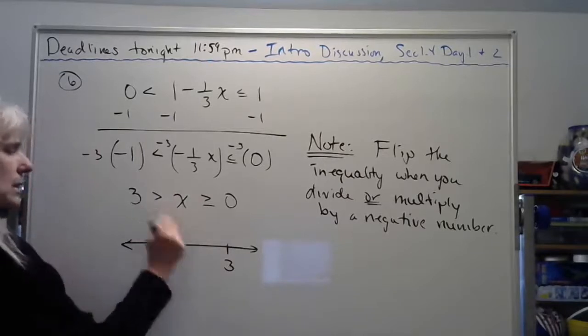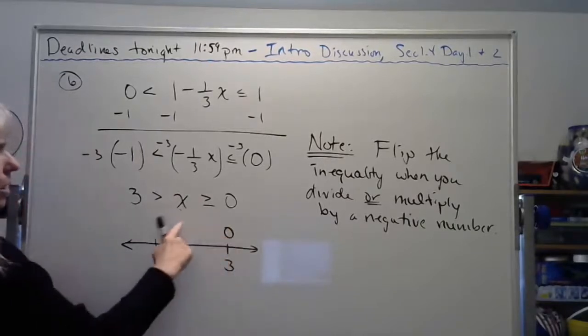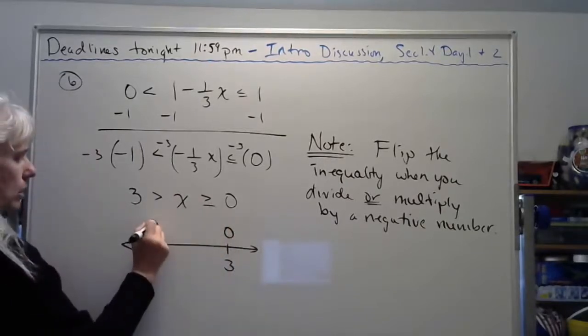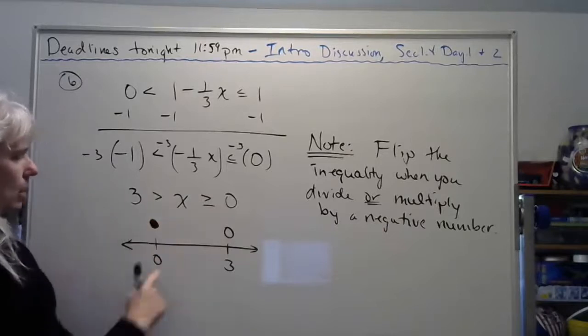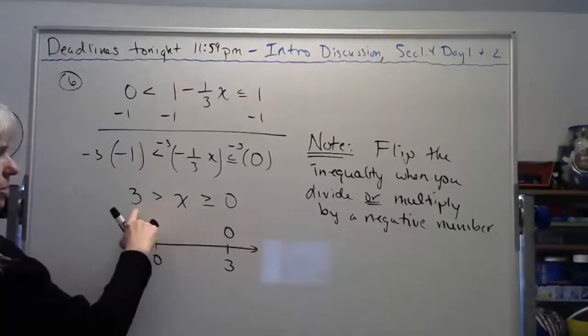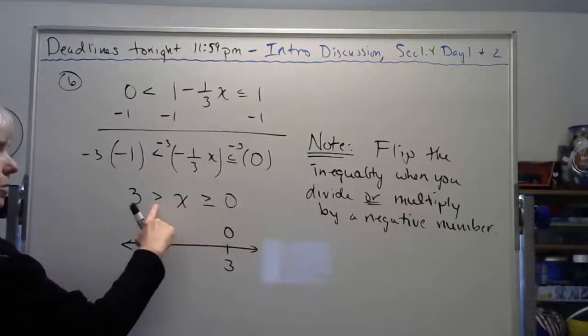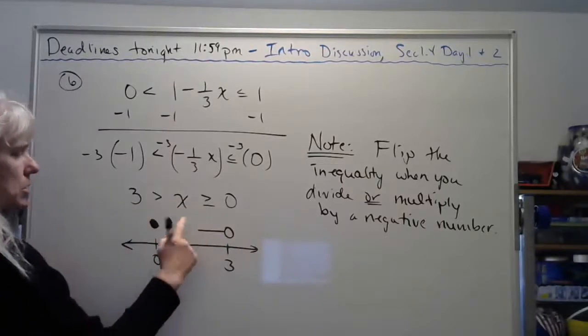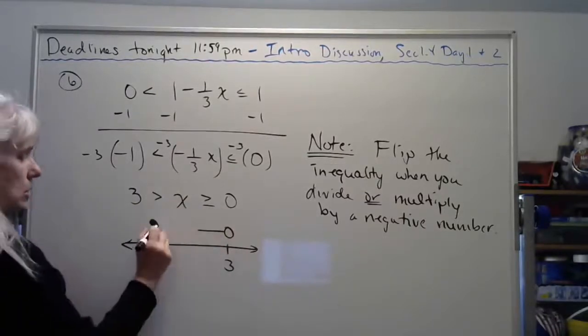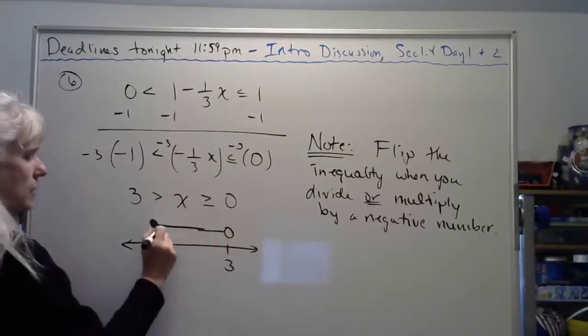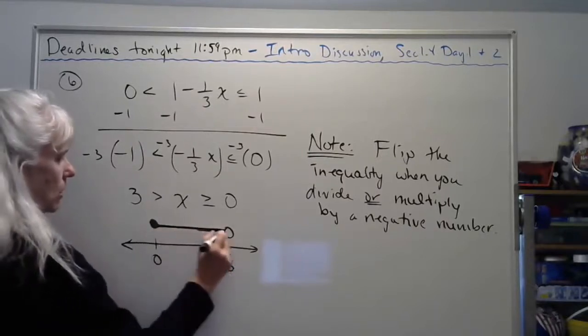On the 3, because of the inequality, we know we need an open circle. On the 0, because of the inequality, we know we need a closed circle. You'll notice that x is smaller than 3. That's what this is saying. X is smaller than 3, so that would be in this direction. X is bigger than 0, which is in this direction. So my graph is trapped between the 0 and the 3.